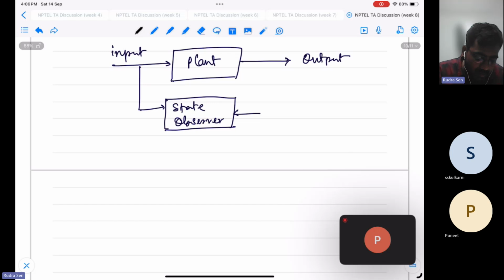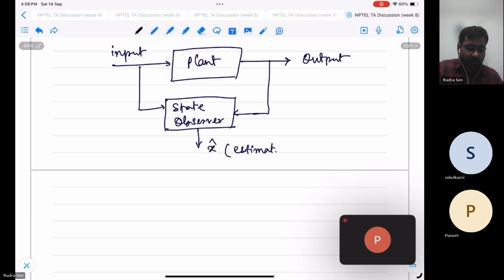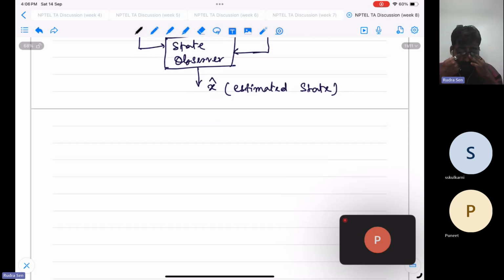This full state observer requires the input and the output, and then it gives the estimated state. Now this estimated state is used as a state feedback to design a controller. From here, I'm designing a control which uses the state feedback controller, and then I'm giving this to the plant. That means we will see next.